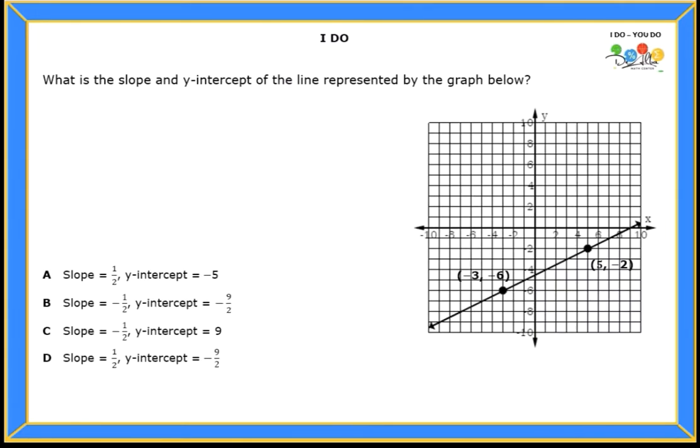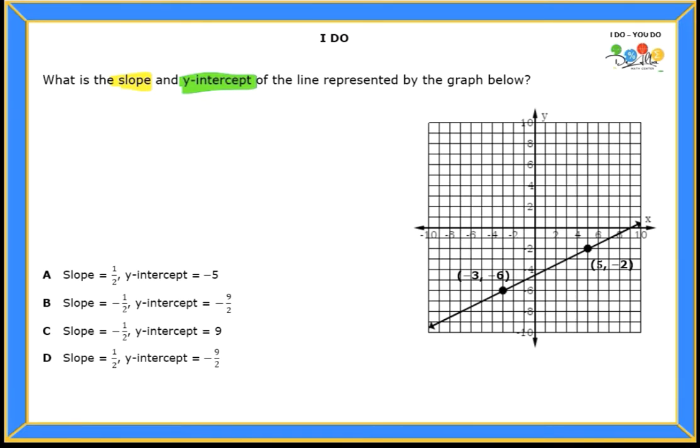Hello students, so let's do the problem. It says, what is the slope and y-intercept of the line represented by the graph below? So I'm looking for slope and I'm also looking for y-intercept. Is that right? So there's at least two ways that I can do slope.